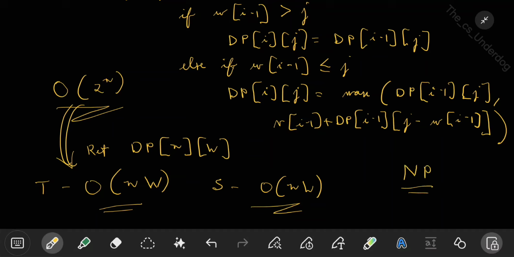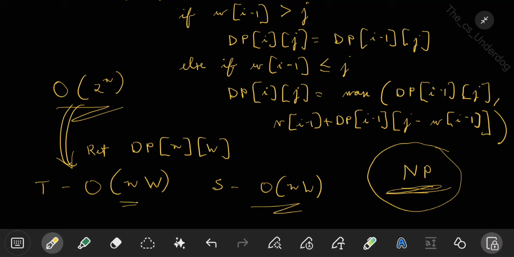What is an NP-hard problem? NP-hard problem means there is no known polynomial time algorithm to solve it optimally. So if you want to solve the 0-1 knapsack problem optimally, as of now, there is no known algorithm which can solve it in polynomial time. That is why it is called an NP-hard problem. So what you can do is, you can bring up a pseudo polynomial algorithm. Why am I calling this pseudo polynomial? Because of the term W here.